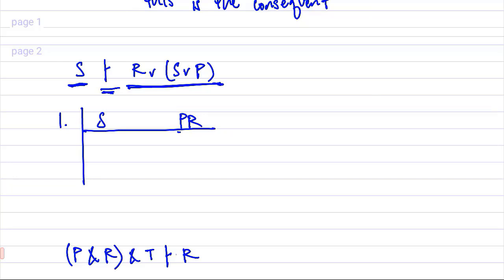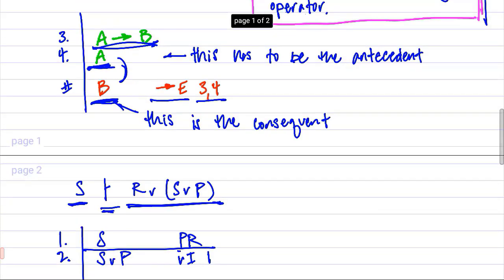Then on line 2, what we want to do is put S or P. And the way we get S or P is to use the disjunction introduction rule. So we're going to cite that as wedge introduction, and we used that rule on line 1.